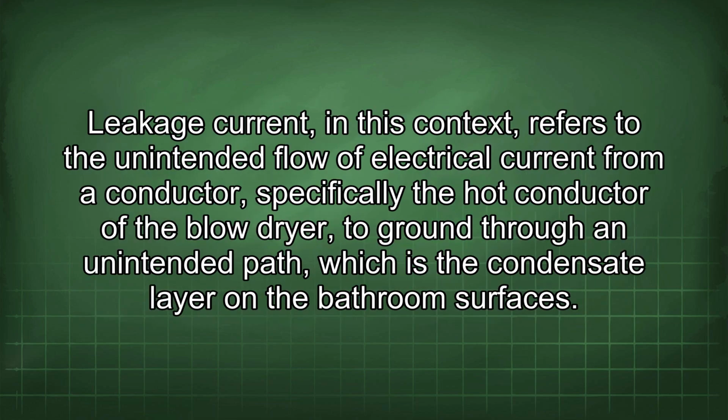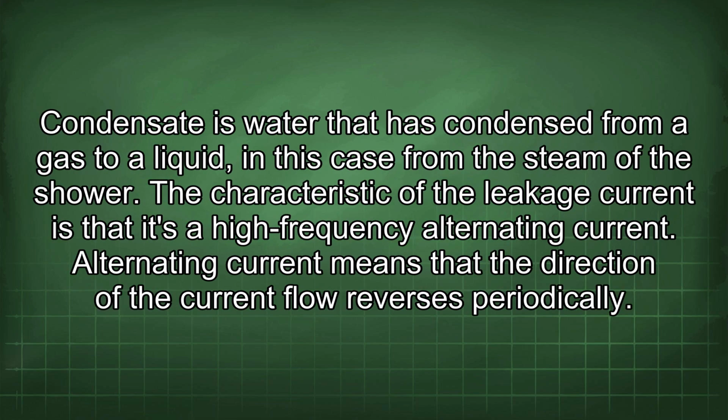Leakage current, in this context, refers to the unintended flow of electrical current from a conductor, specifically the hot conductor of the blow dryer, to ground through an unintended path, which is the condensate layer on the bathroom surfaces. Condensate is water that has condensed from a gas to a liquid, in this case from the steam of the shower. The characteristic of the leakage current is that it's a high-frequency alternating current.